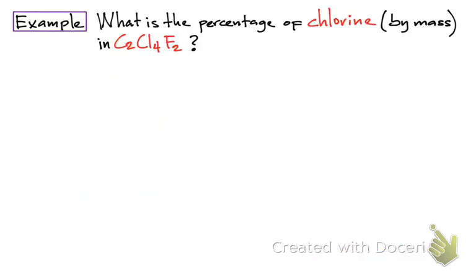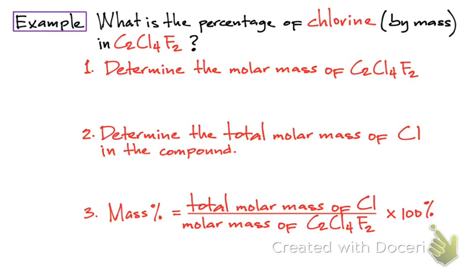Here's a third example. If you'd like to try this out yourself, please pause the video. What is the percentage of chlorine by mass in the same compound, C2Cl4F2? Again, here's the step-by-step process. The first thing you want to do is determine the total molar mass of the compound, followed by the total molar mass of the element chlorine, and then divide the two numbers multiplied by 100%.